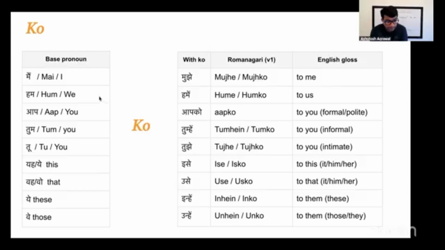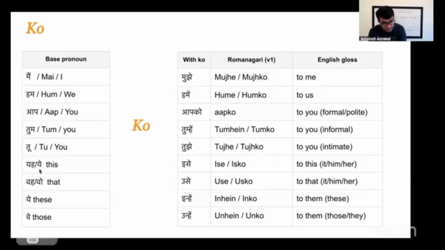When you have hum, which is we, you add ko to it, it becomes hame or humko, to us. When it is aap, you add ko to it, it becomes aapko, which is to you. Okay, more polite way of saying it. When you have tum, you add ko to it, it's tumhe or tumko, to you. When you have tu, you add ko to it, it's tujhe or tujhko, again to you, but it's if you are very close to the person.